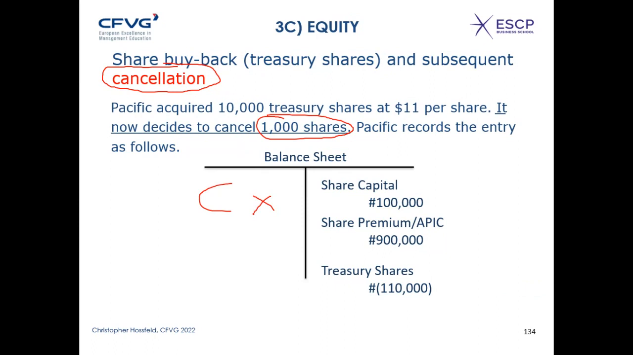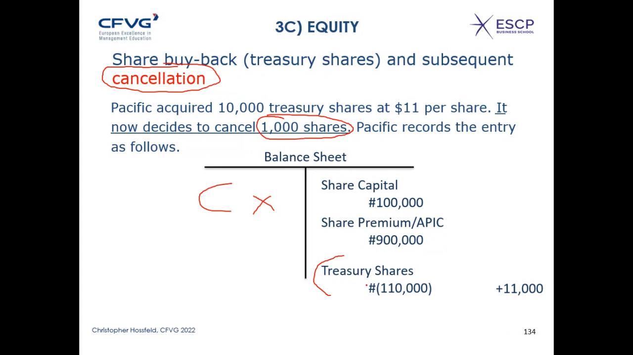But I cancel the shares. That means I have now less treasury shares. How many less? 1,000. And in the line item treasury shares, they are valued at 11. So that means the same thing. The amount of treasury shares, the negative amount, will get smaller. And I do this by putting plus 11,000 in treasury shares.